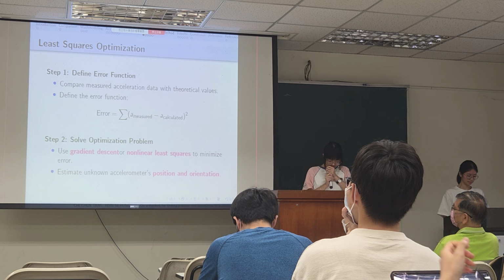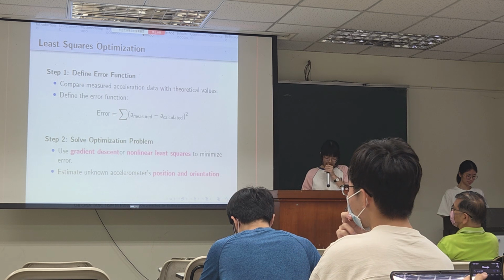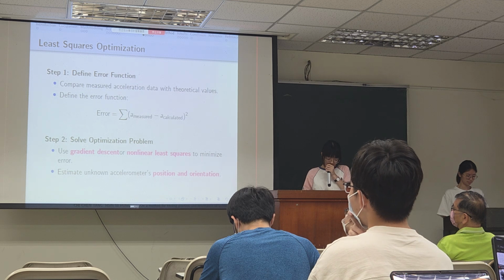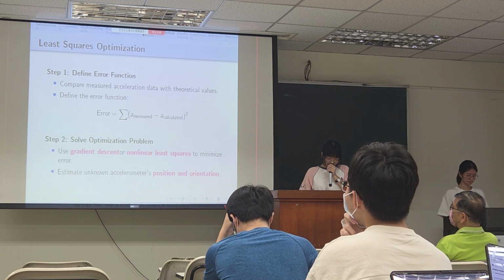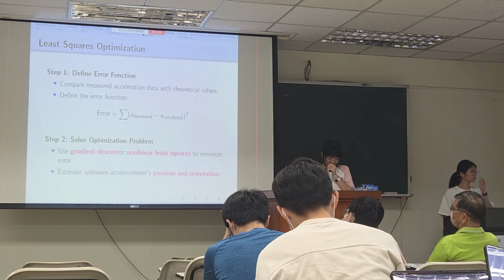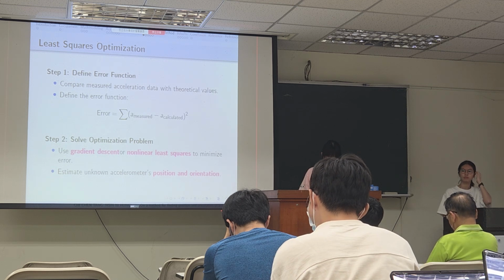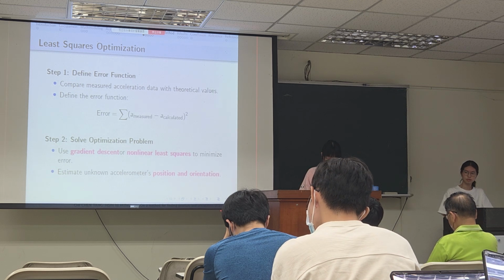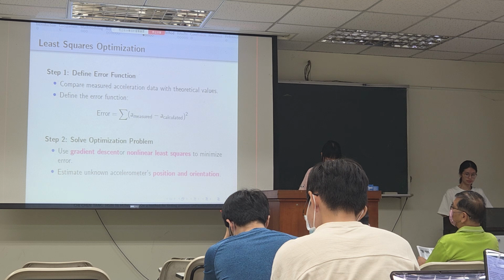In this section, we introduce the optimization framework used to estimate the unknown accelerometer position and orientation. Step 1 is to define the error function. We compare the measured acceleration values with the theoretical acceleration computed from our rigid body model. The cost function is the sum of squared residuals.